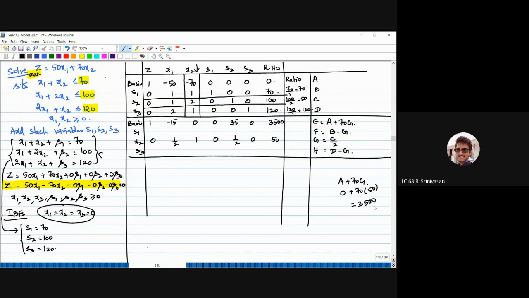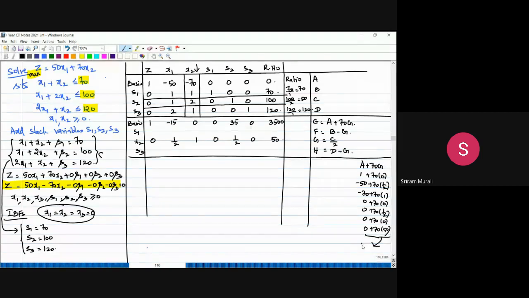Yes, sir. I wrote this table here before getting this. This is 3500. This is 0. This is 35. This is 0, 0. It is minus 15. That's what I took. Okay, sir.